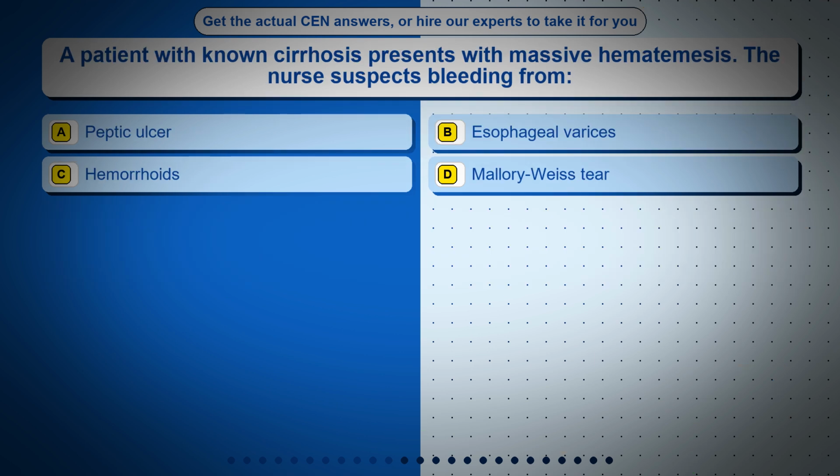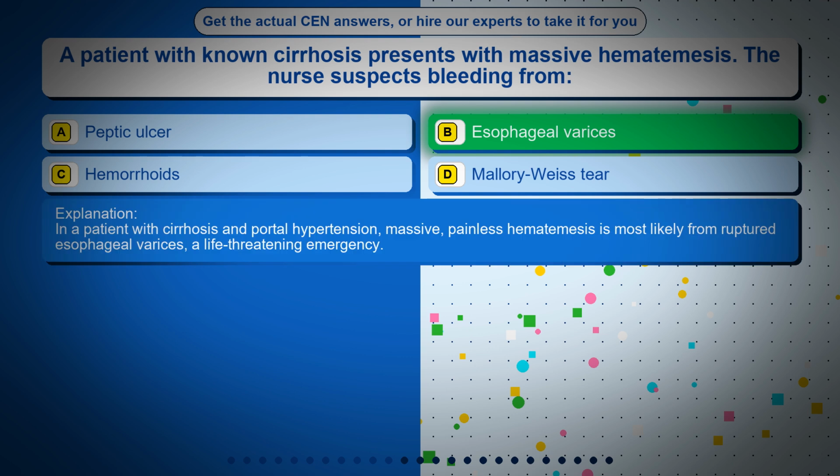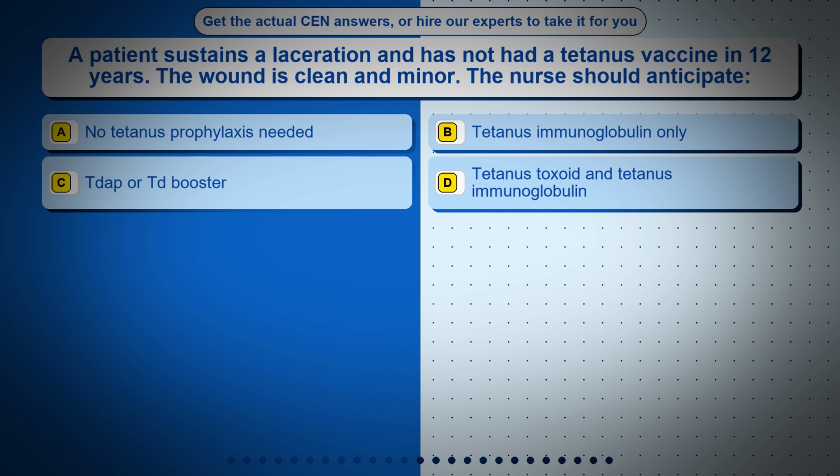Question 11. A patient with known cirrhosis presents with massive hematemesis. The nurse suspects bleeding from option A, peptic ulcer, option B, esophageal varices, option C, hemorrhoids, option D, Mallory-Weiss tear. The correct answer is option B, esophageal varices. In a patient with cirrhosis and portal hypertension, massive, painless hematemesis is most likely from ruptured esophageal varices, a life-threatening emergency.